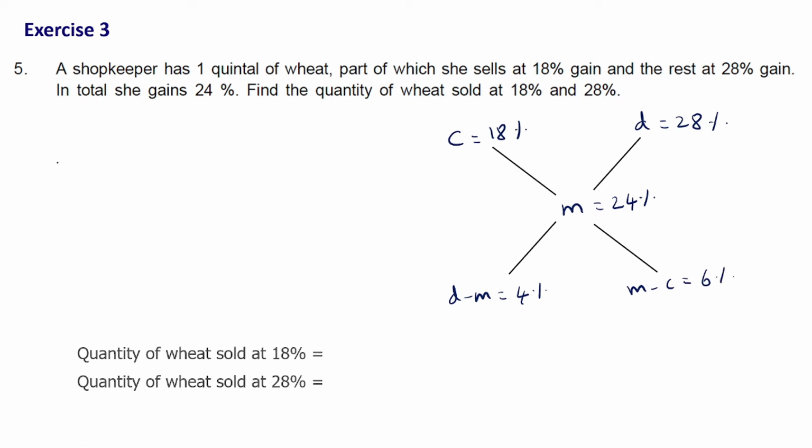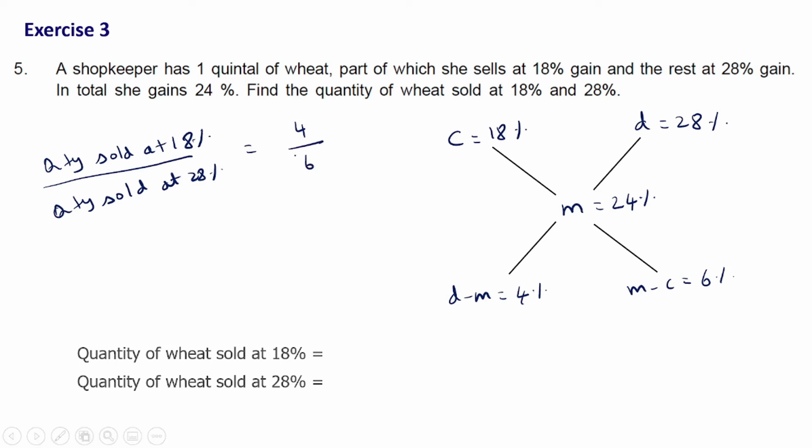So we have quantity sold at 18% upon quantity sold at 28% is equal to 4 by 6. So this is D minus M upon M minus C. So it is 4 by 6, or it is equal to 2 by 3. So the ratio is 2:3.